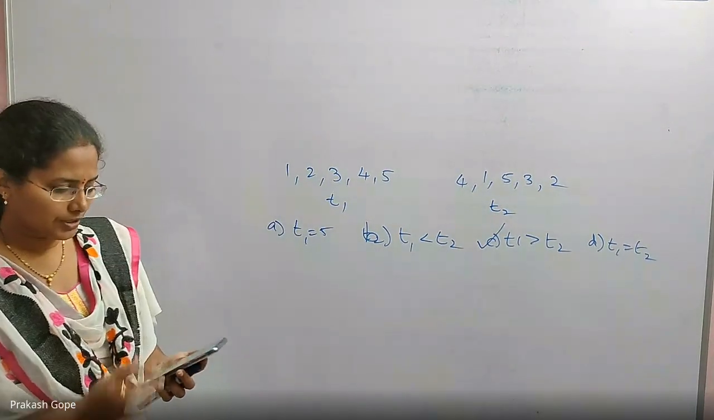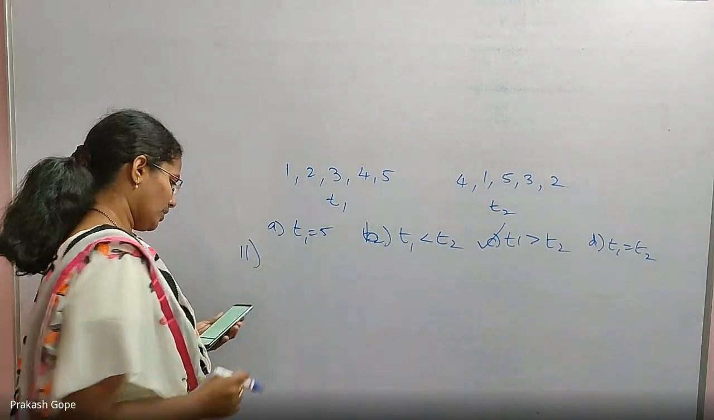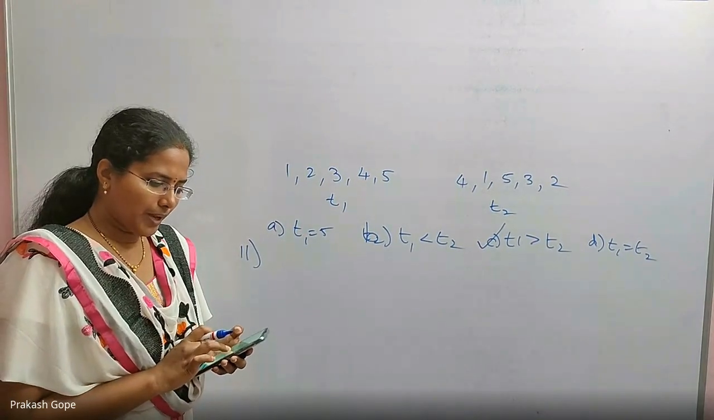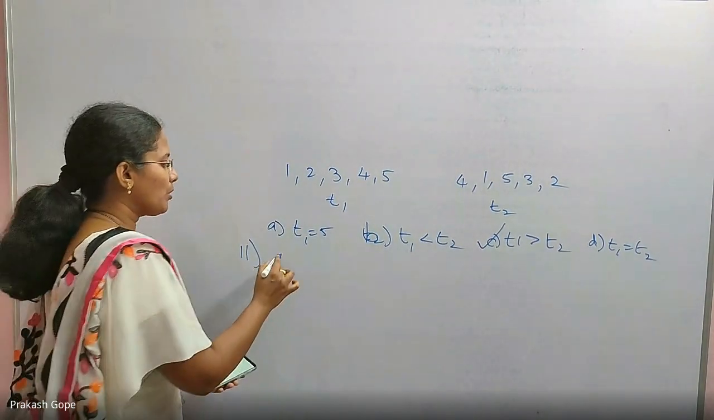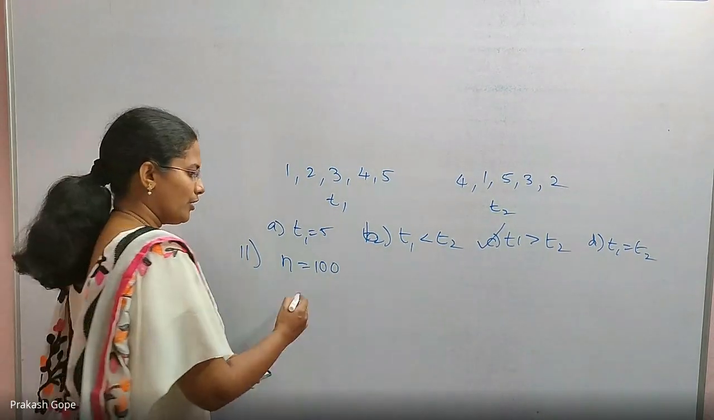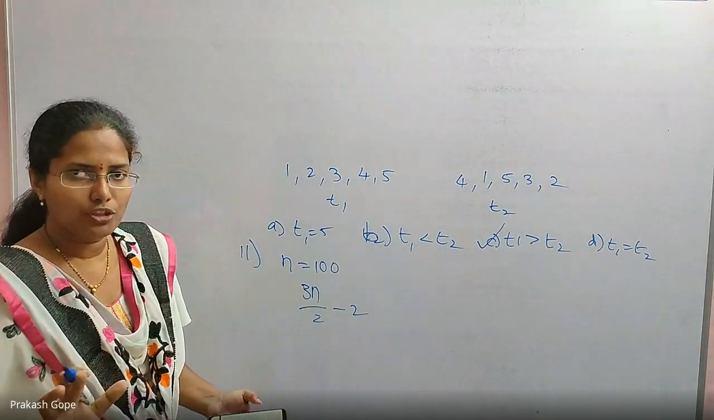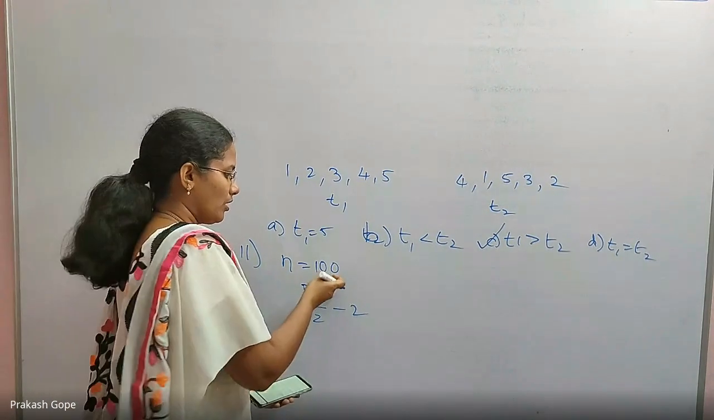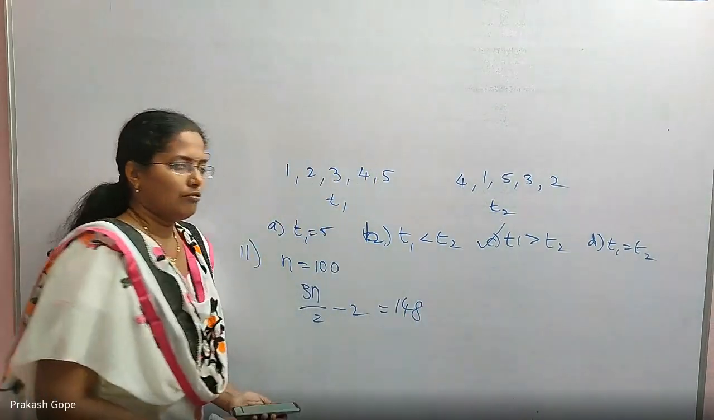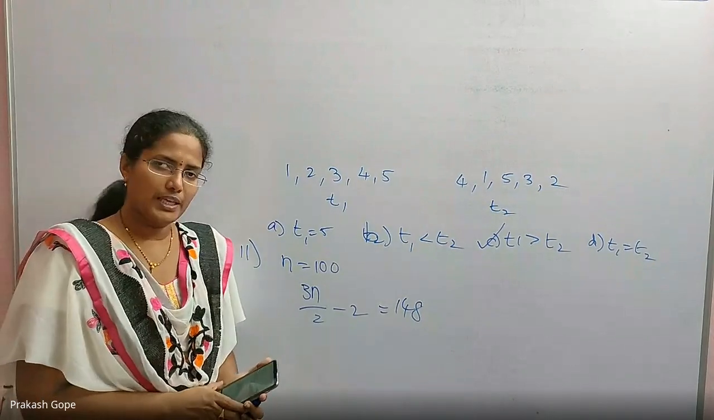How about the 11th question? Question number 11. The minimum number of comparisons required to find the minimum and maximum of 100 numbers. So the number of elements is 100. We are interested in finding the maximum and minimum of an array. You know the formula: 3n/2 minus 2 is the best you can do using divide and conquer. So substitute 100. 148. Simplify. 148 comparisons are needed to find the max and min of an array of size 100.